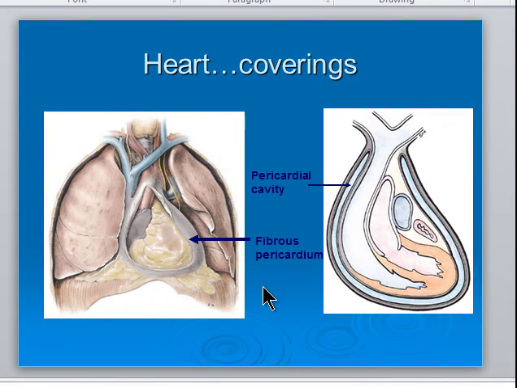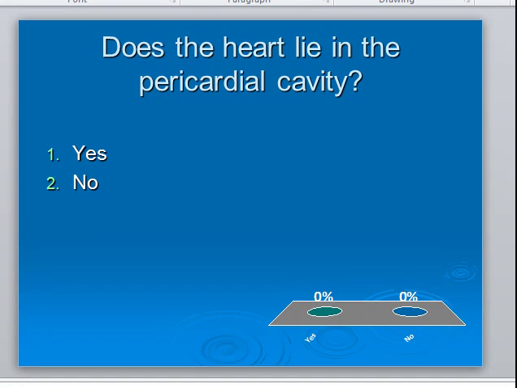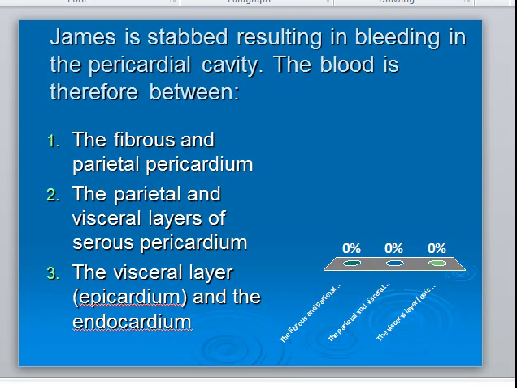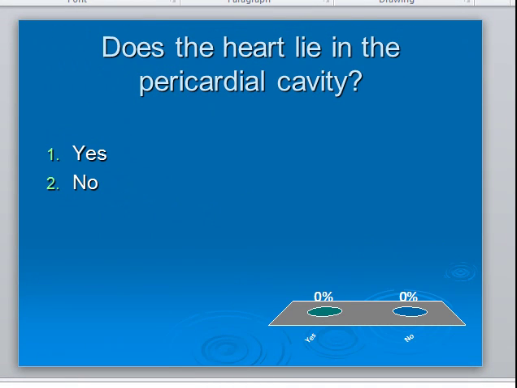Having looked at this image, here are some questions I'd like you to answer. Does the heart lie in the pericardial cavity? And James is stabbed and there's bleeding in the pericardial cavity. So what does the blood therefore lie between? So answer the question, and here's what the correct answers are.